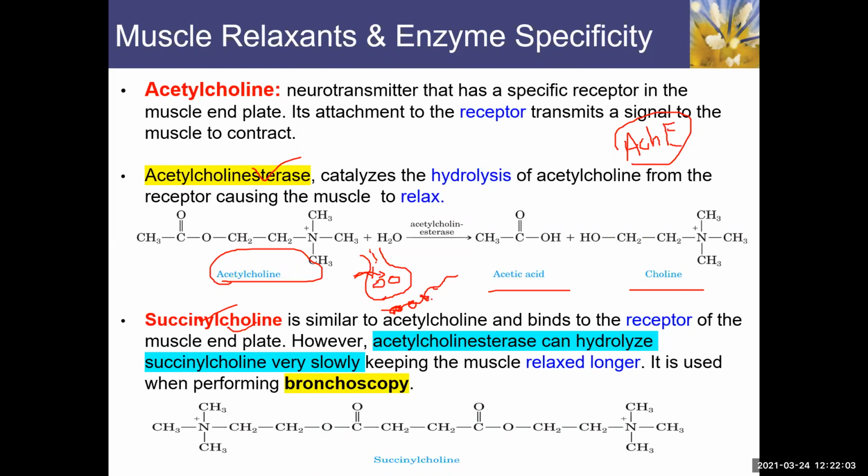And then later on the succinyl choline can be hydrolyzed by the acetylcholine esterase. But this succinyl choline is hydrolyzed very slowly by the acetylcholine esterase. So that is why you can keep the patient's muscle relaxed for a longer time. This is usually used whenever you have to give anesthesia to patients for a short duration, like 8 to 10 minutes, or maybe sometimes 15 minutes. We call it a neuromuscular blocker.